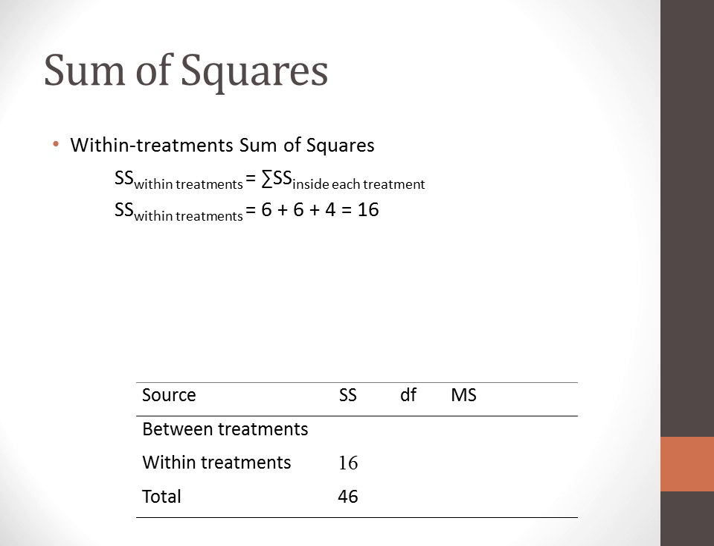Now, if you think back to what I've told you before, the sums of squares total is made up of the sums of squares between and the sums of squares within. So we could, at this point, simply calculate our between treatment value by taking 46 and subtracting 16, which gives us a value of 30. But we're going to use the formula just to double check and make sure that we're doing the right calculation.